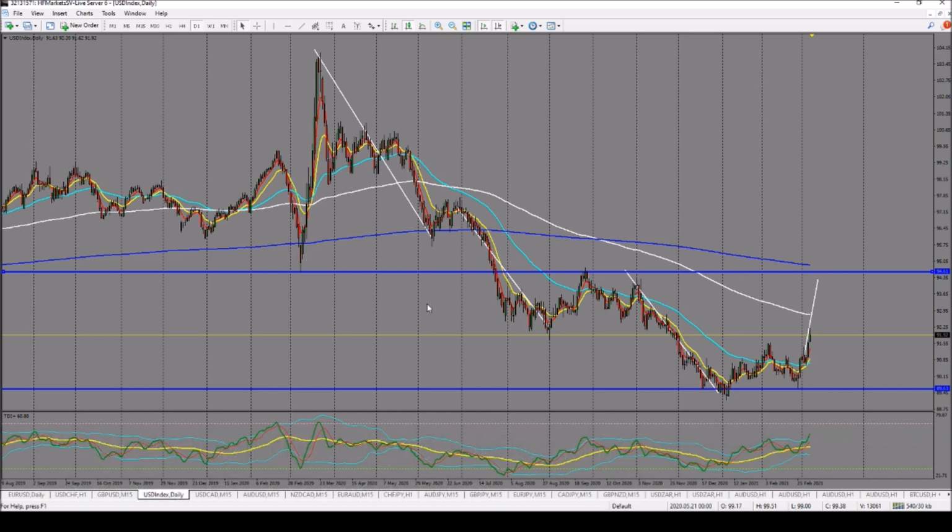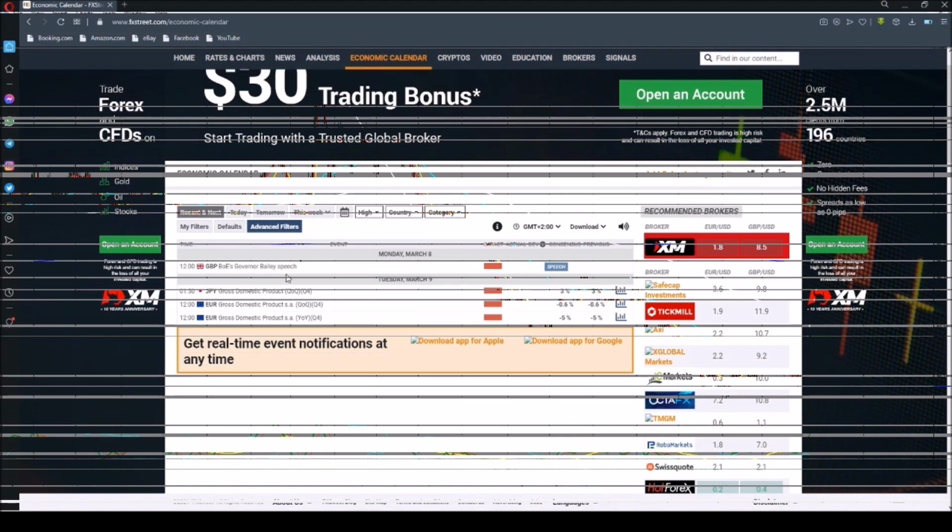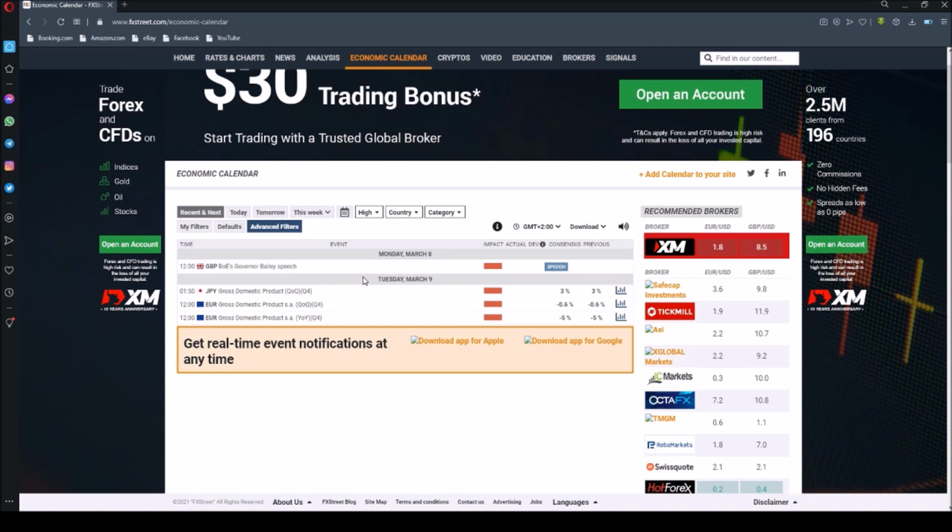But before we do that, we have to see what the economic calendar is telling us. So firstly, let's go on the economic calendar. I love to use FX Street for the economic calendar. It's actually clear and you can filter to the specific requirements that you want. On this calendar, I have filtered for high impact news, and the time zone is my local time zone, which has been derived from the device that I'm using.